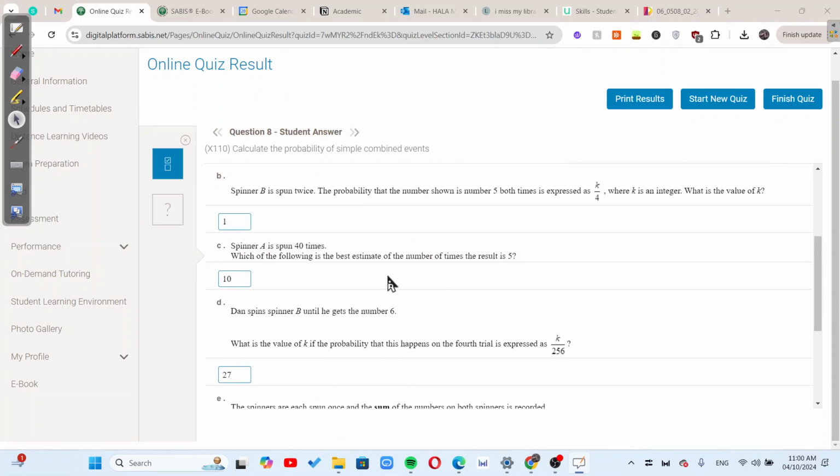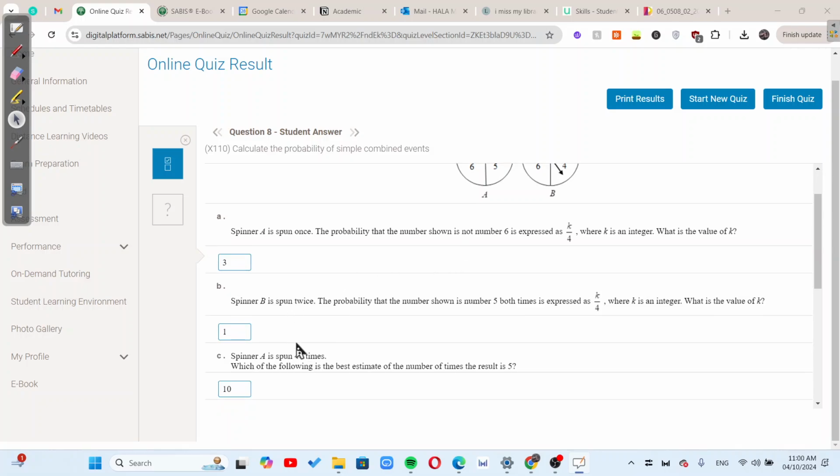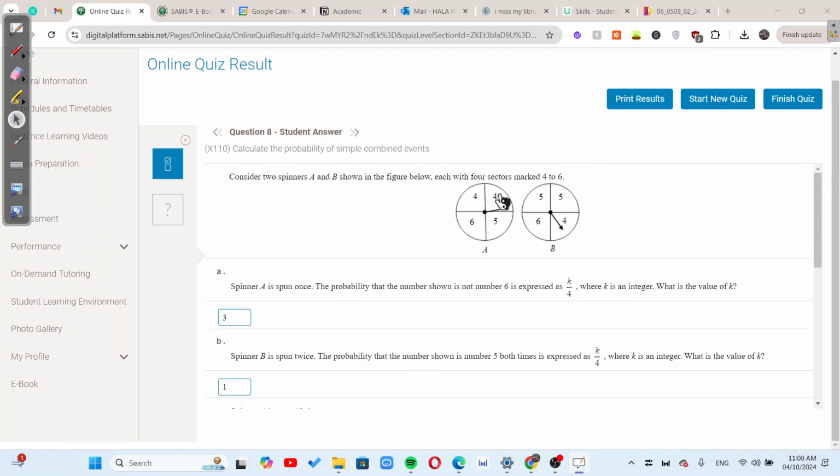So now you have part C. Spinner A is spun 40 times. Spinner A, we need to make sure. Spinner A, 40 times. What's the best estimate of the number of times the result is 5? So let's look at spinner A. You spun it 40 times. And you know that each time you spin it, your probability of getting 5 is only 1 out of 4, because you only have one 5.